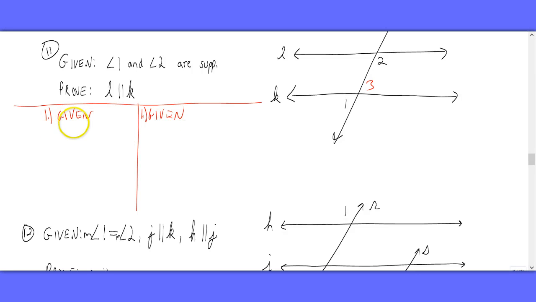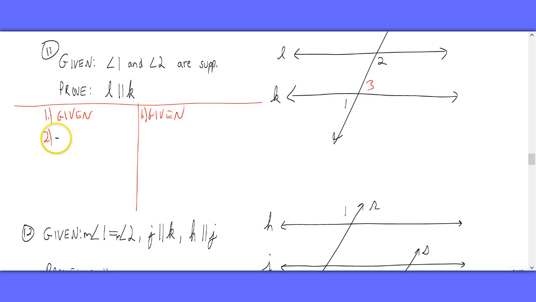Okay, this is proof number 11. First of all, we have the given. Given is that 1 and 2 are supplements. However, they're not really related to each other. They're not corresponding, alternate, interior, consecutive, anything. So I'm going to label angle 3 right here.